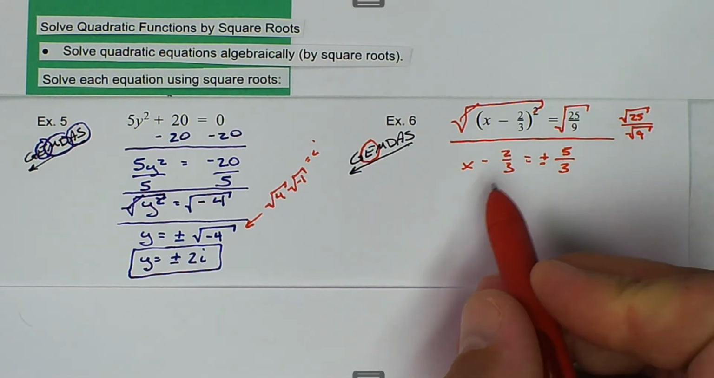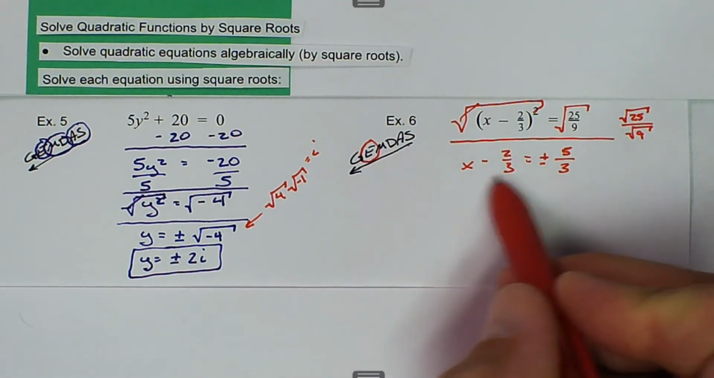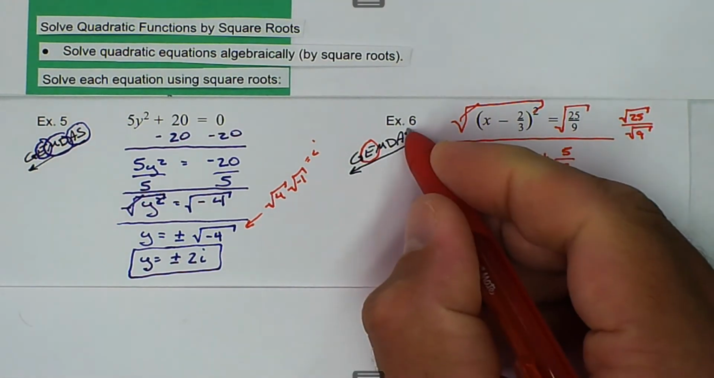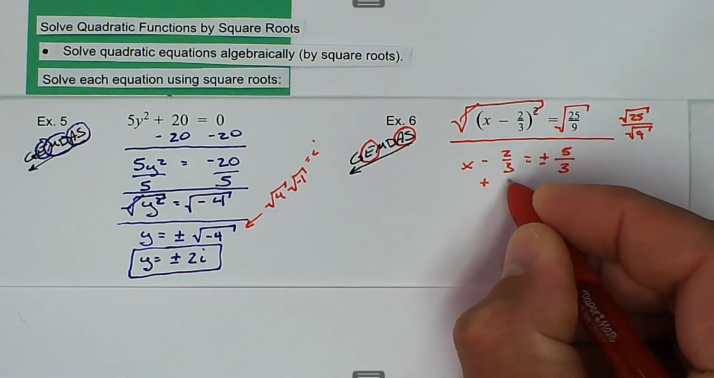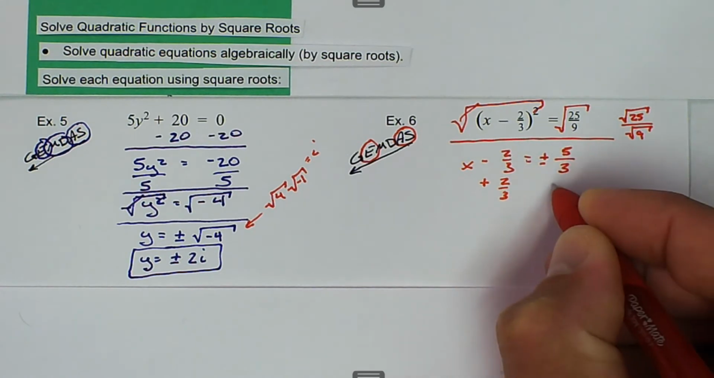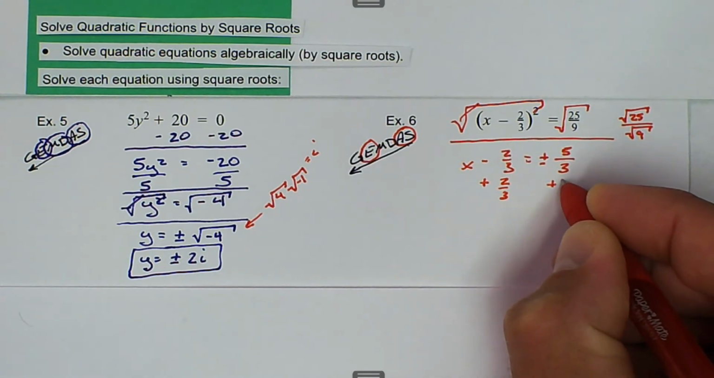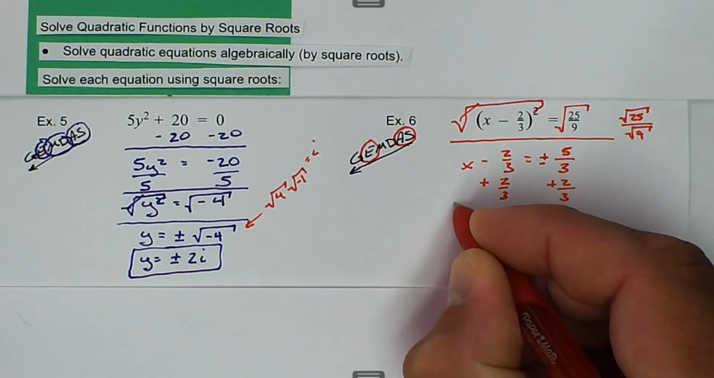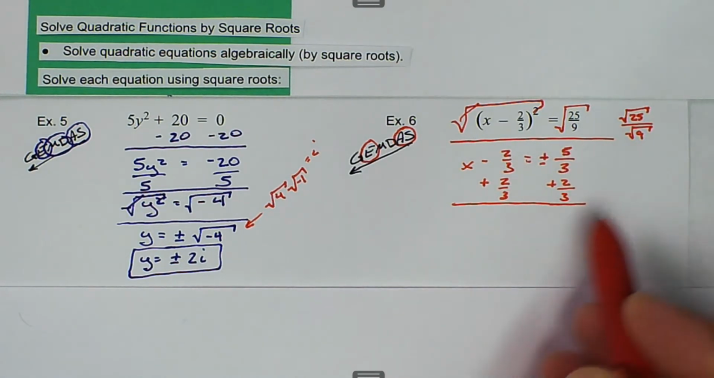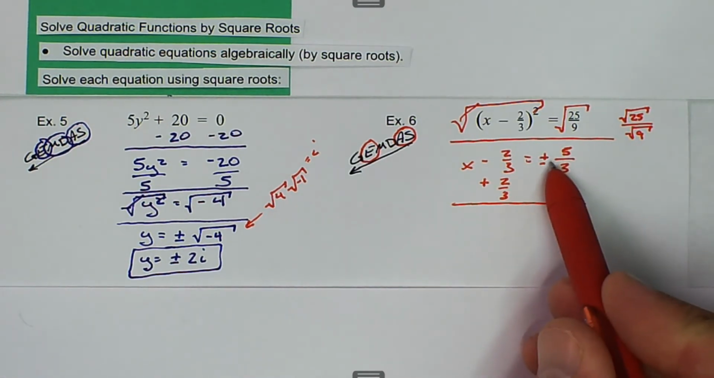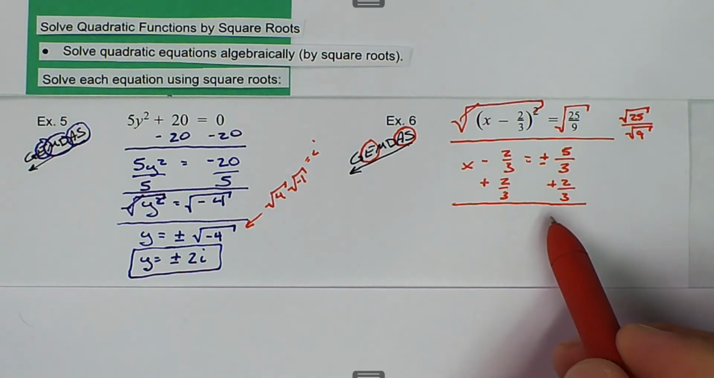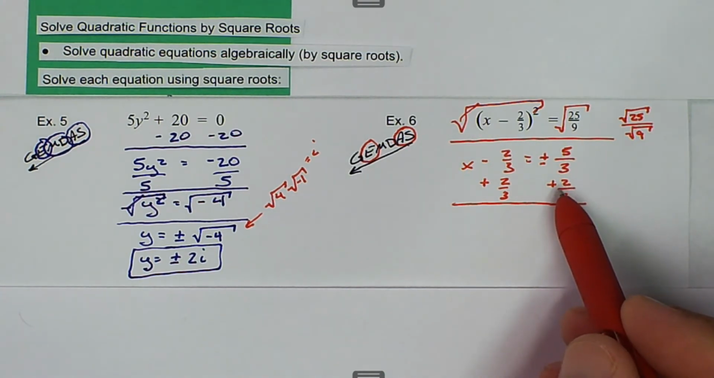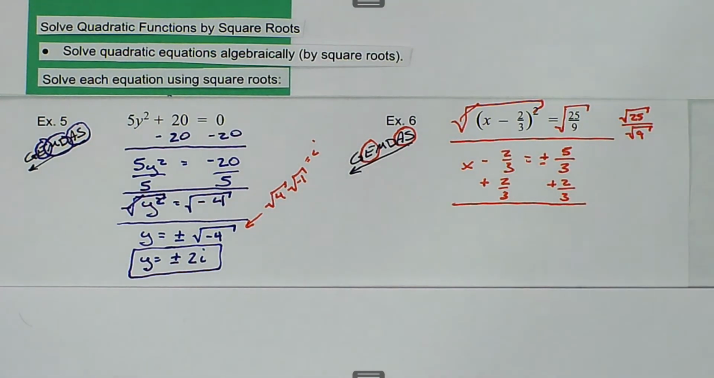And now we go back to GEMDAS, and we see that we have subtraction. And the inverse of subtraction is addition. So we have to add 2/3 and add 2/3. So this is plus or minus. So this means plus 5/3, and it also means minus 5/3. So we have to actually do those two equations there. We have to do those two expressions.